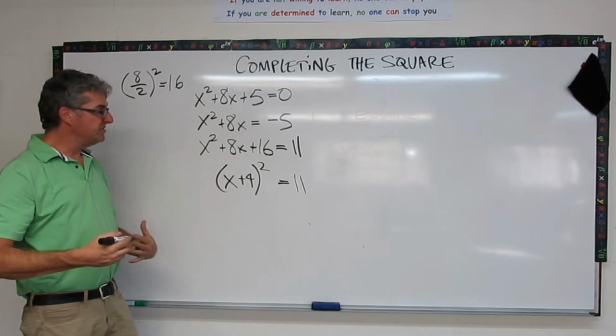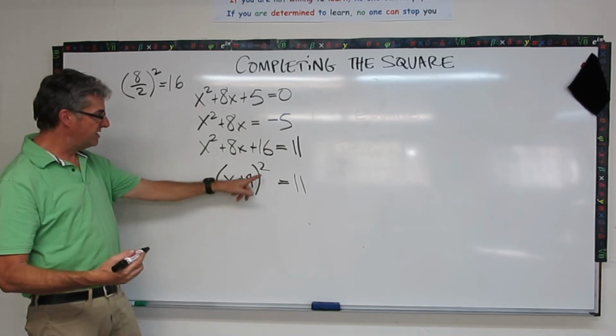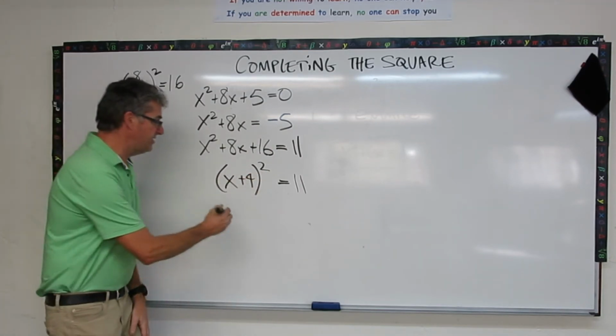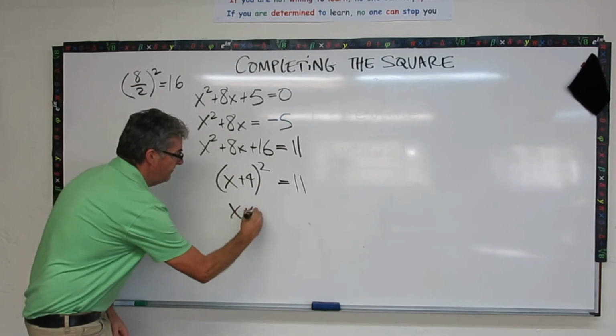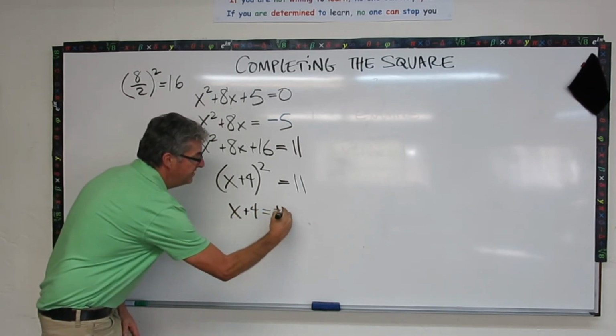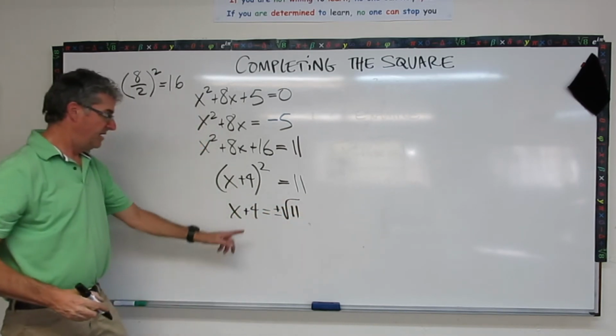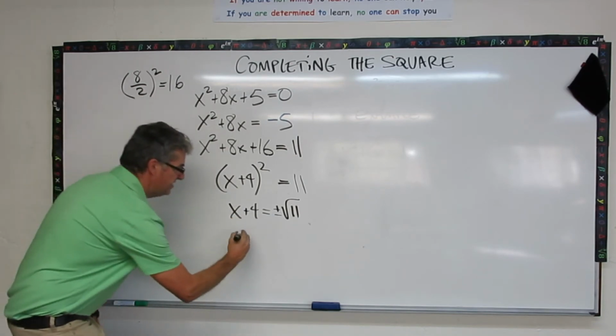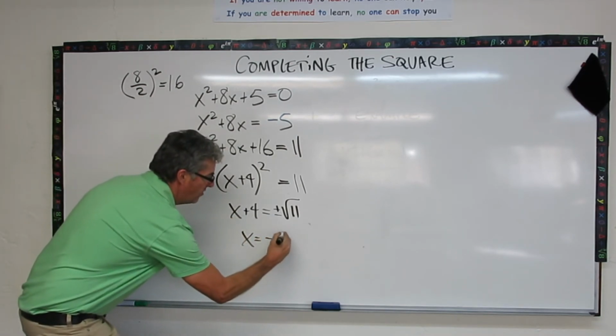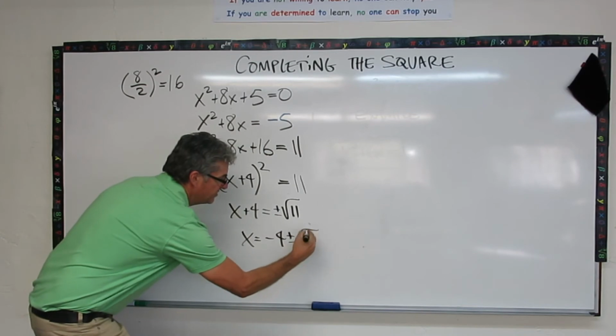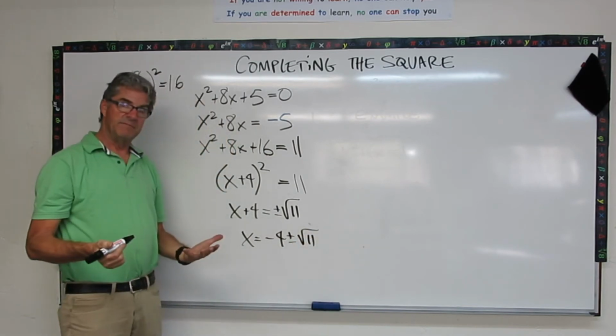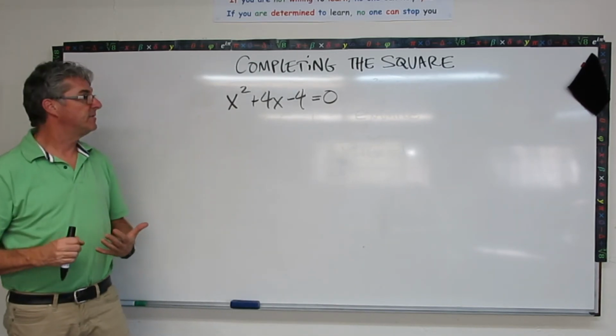Okay? Now we're in solving mode. We just want to take the square root of both sides. x plus 4 equals plus minus square root 11. Subtract 4 from both sides. x equals -4 plus minus square root 11. And we're done. Okay, let's do one more problem.